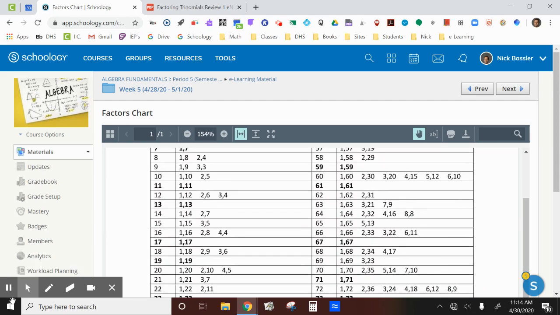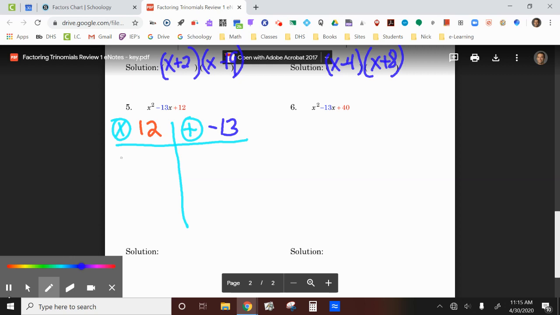So I have 1 and 12, 2 and 6, and 3 and 4. Out of those 3 sets of numbers, they have to add to a negative 13. Well, the only one that makes sense is that 1 and 12. But again, they have to add to a negative, which means they both have to be negative, because a negative times a negative gives me that positive.